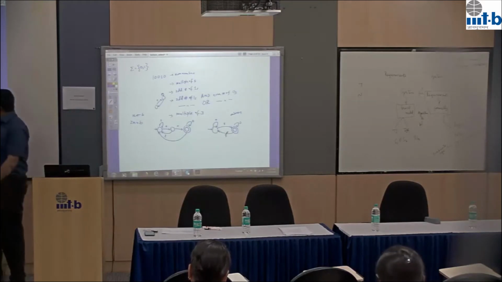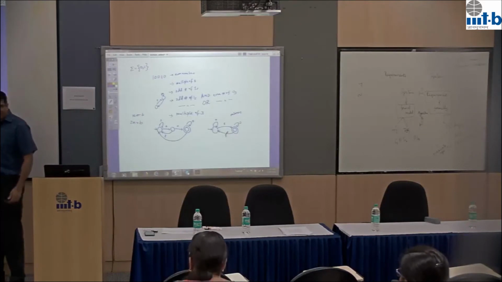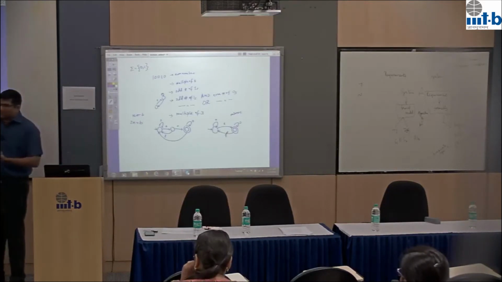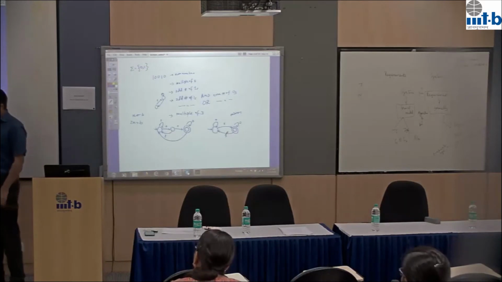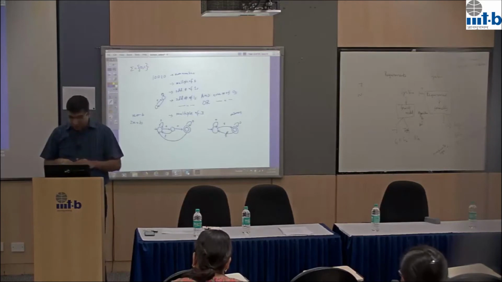Now again, you can see that every state represents some kind of memory, right? So what does this state represent? We have encountered, yeah, an even number of ones, or nothing. And this represents that we have encountered an odd number of ones, at least one and any number of ones.